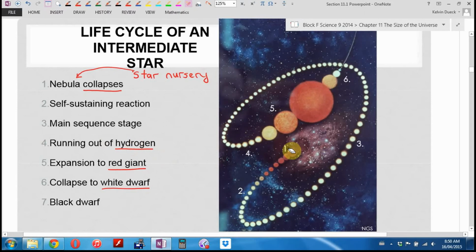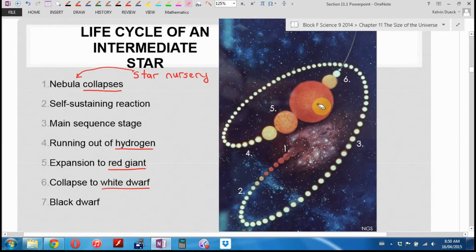So step 1, nebula collapses. Here's your star, the main sequence stage. Then when you start to run out of hydrogen, you start to expand into a red giant because you've run out of hydrogen materials to sustain a normal fusion reaction. Often it gives off a lot of its outer shell. It doesn't explode, but it gets rid of a lot of its outer shell, which is good because that gives us the building blocks for life.